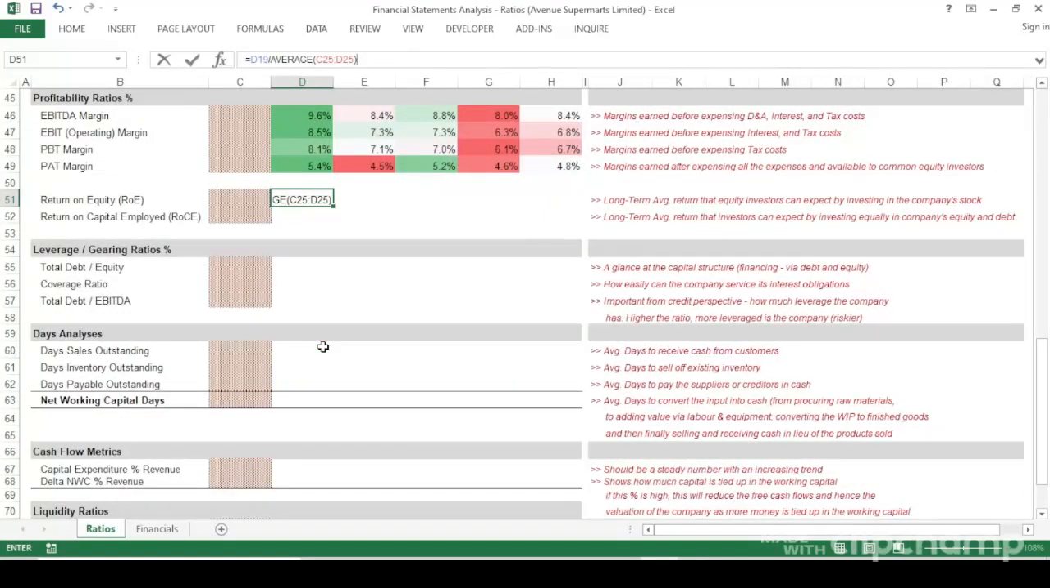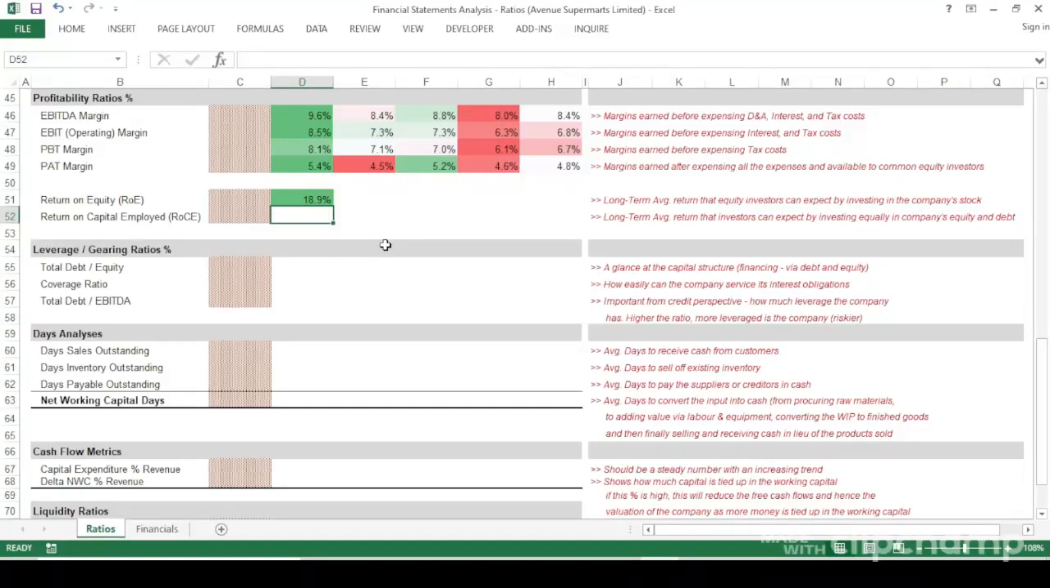So I'll just press enter now. Return on equity is the profit after taxes divided by average of equity. So this is what I get. A return on equity we can define as the long-term average return that the common equity investors can expect by investing in the company's stock or share.